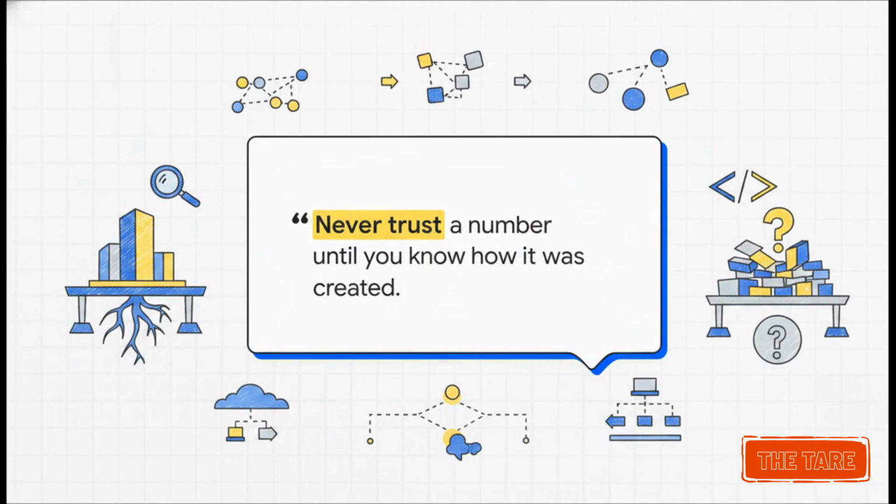Because if you take away one single thing from this entire explainer, let it be this: never trust a number until you know how it was created.